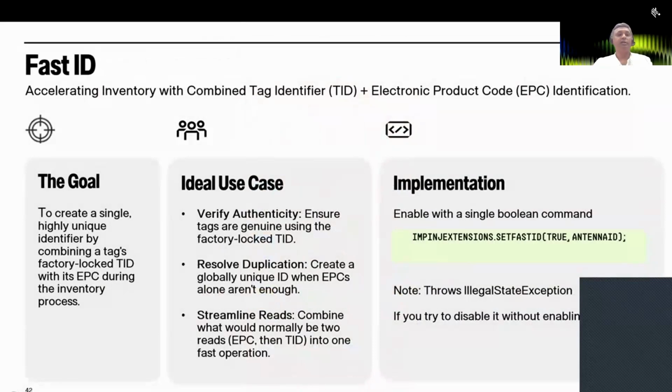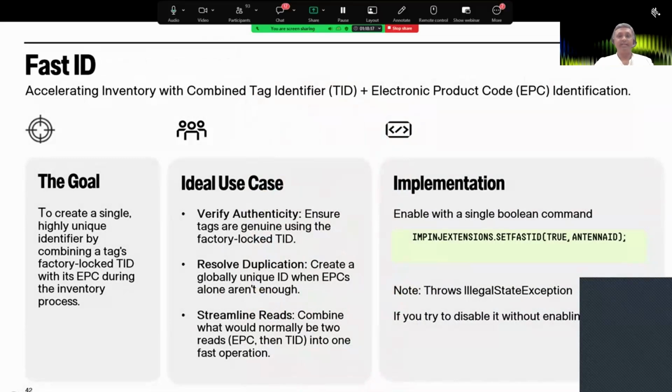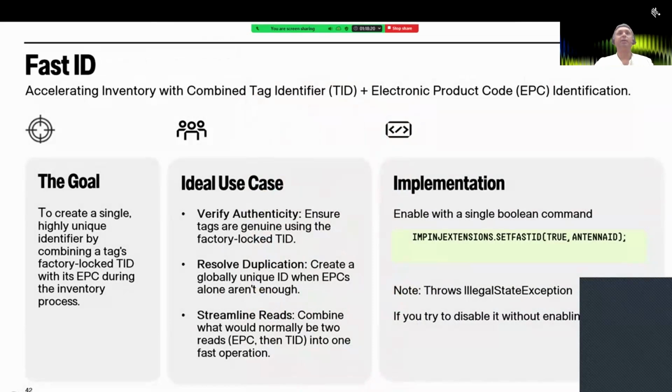Okay, now the fast ID. Fast ID is mainly used to get the unique tags, right? It might so happen that the EPC of the tags might not be globally unique. So in order to achieve uniqueness and make sure we get the unique tags, we can apply fast ID, where the tags get reported as a combination of EPC and the TID.